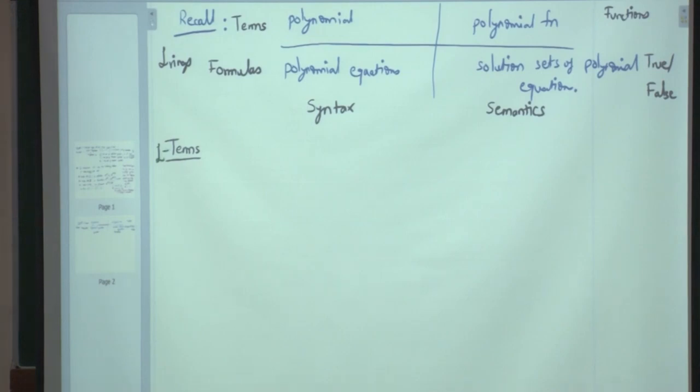So L is any predicate language. I am defining L-terms and I have several clauses. So TE1, this is a base case, of course. TE1 says that each variable is a term. TE2 says that each constant symbol is a term.